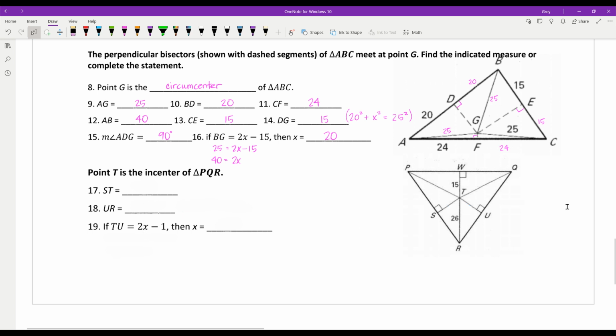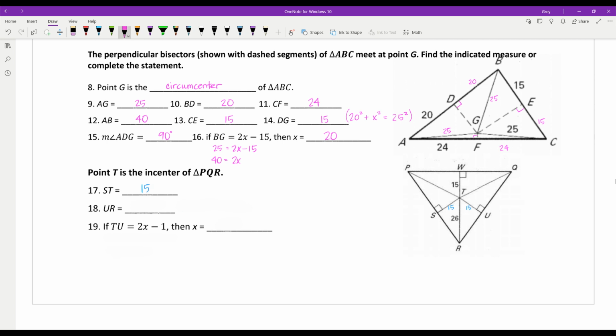Okay, last problem. Point T is the in-center. So if T is the in-center, think about this, y'all. If it's the in-center, then this is a circle, and that means that each of these, WT, TS, and TU are all radii. So they all have to be equal to 15, okay? And if it is, those are all the same. Let's see what we have. So ST we just figured out was 15.